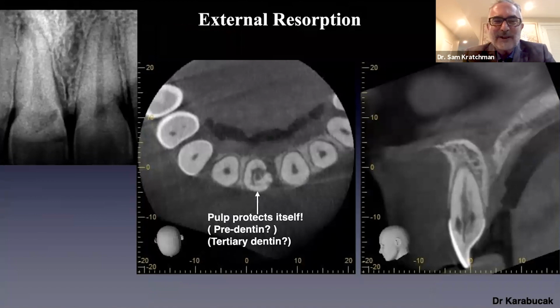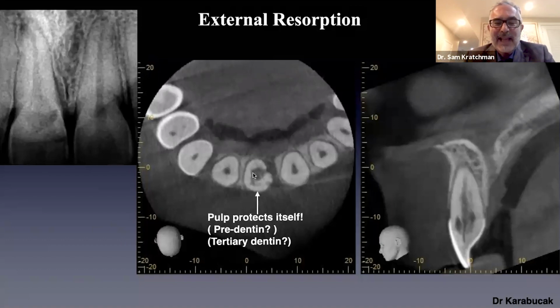Now, this is what I was talking about. This is from my chairman, Dr. Karabucak at Penn, a beautiful case. As I said, I love this, this is so cool, where the resorption starts invading the tooth, getting close to the pulp. But the pulp wants to protect itself. It wants to remove itself from the insult of this resorption.